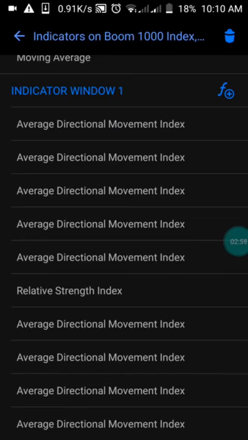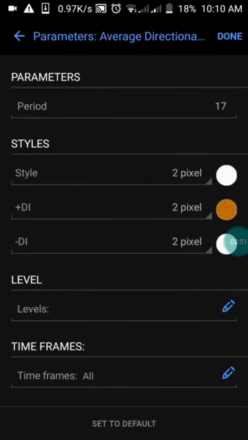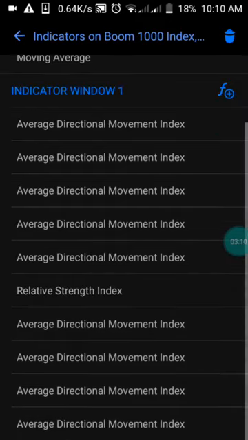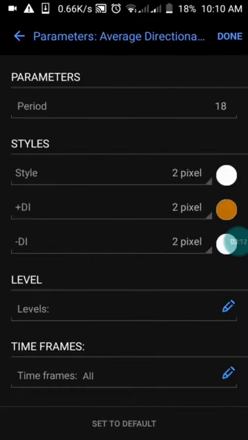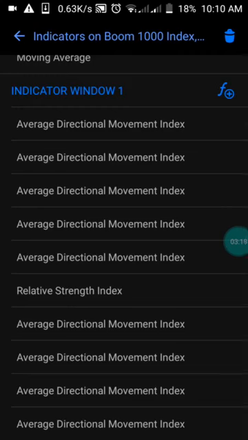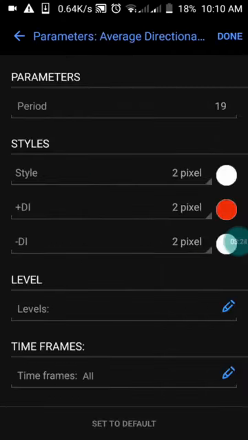Then we have another one. We have up to four of them. The second one after the relative strength index has the period of 17. The color can also change. Then you press on done. The third one is the period of 18, and we have the plus DI in yellow color. You can also change it depending on your preferred color. The last one here is the period of 19, and we have the plus DI in red color.